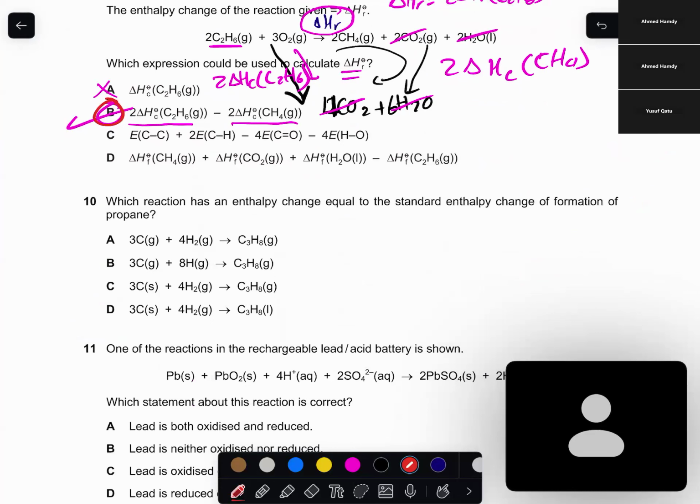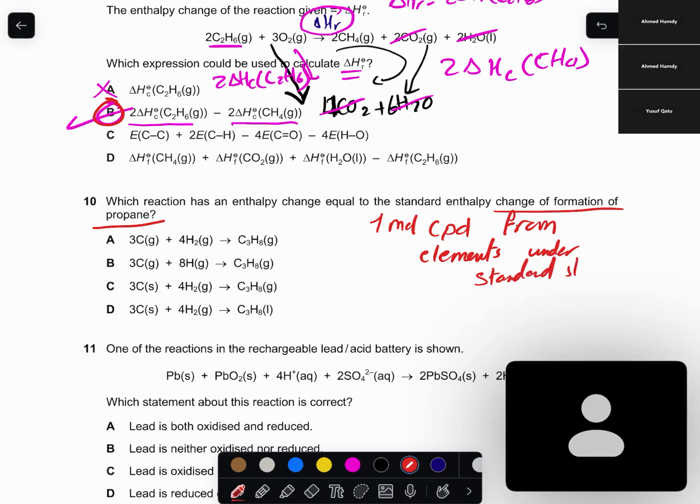Which reaction has the enthalpy change equal to the standard enthalpy change of formation of propane? Standard enthalpy change of formation is the enthalpy change when 1 mole of the compound is formed from its elements under standard states. And the element should be in its standard state.